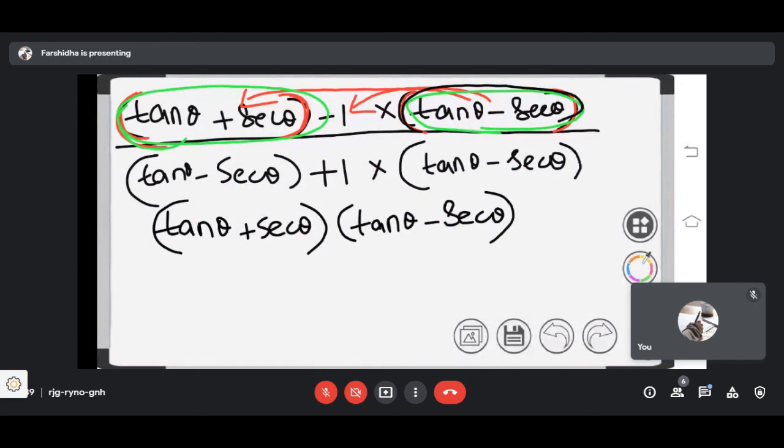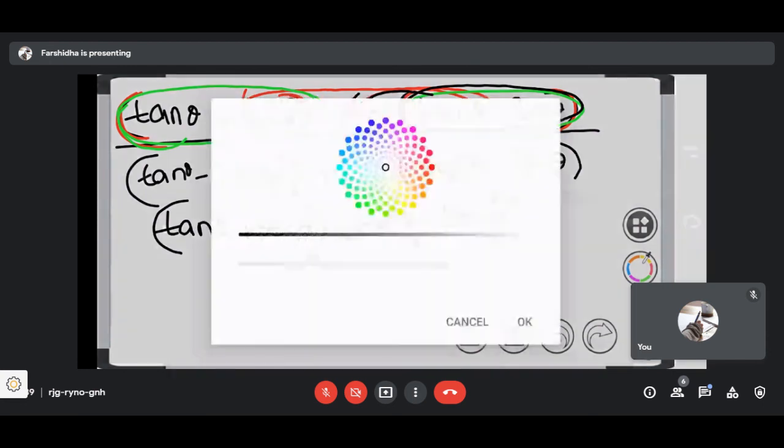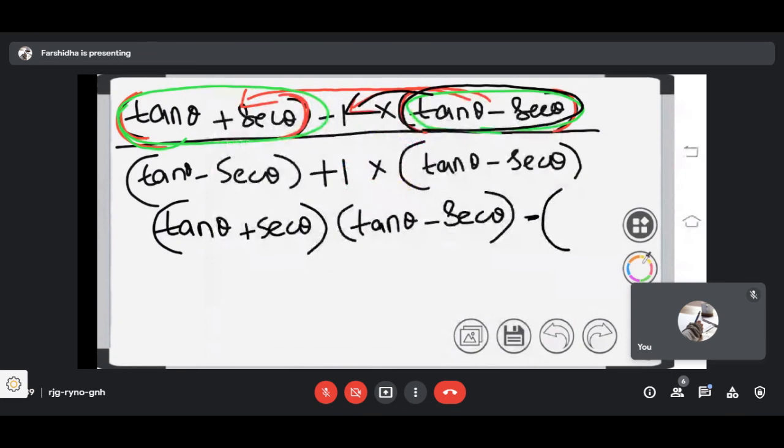Now you need to multiply tan theta with this one, minus 1. So minus 1 into tan theta minus sec theta. Anything into minus 1 is what? Negative into positive? Negative. So minus, same thing, into 1. If this is 1, so tan theta minus sec theta.